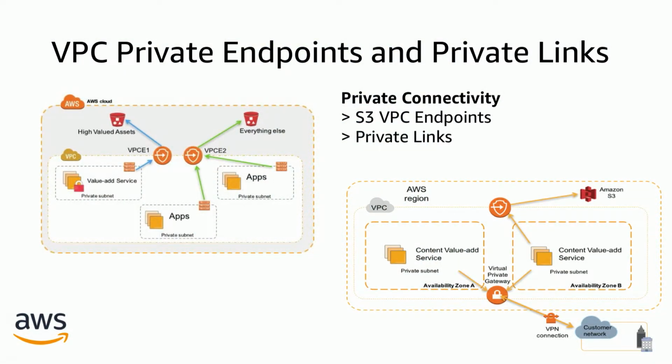VPC private endpoint or private links, I already covered it, but this example takes you in a little bit more further detail. As you can see on the left-hand side, one of the VPCs, or actually one of the subnets rather, is going to access high valued assets. Just imagine you have tier 1 assets in an S3 bucket. And then there is a bunch of stuff which is metadata or other stuff associated with it. It could be metadata, it could also be things like your deployment, your code, etc., which is somewhere else.